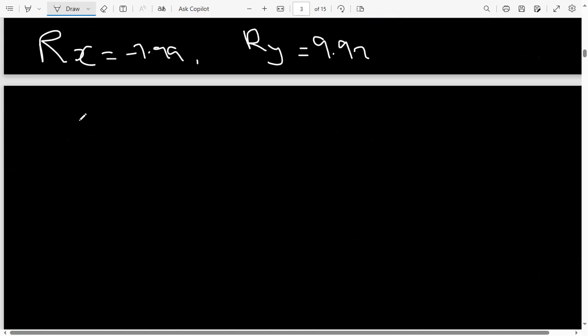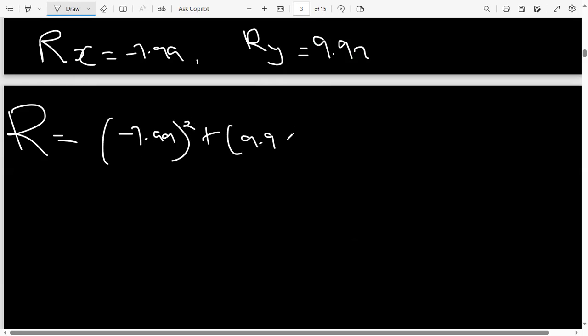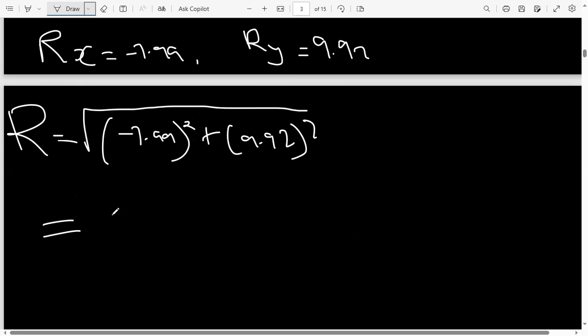So let's find the resultant. It is just equal to the square root of this guy squared plus 9.92 squared. So what do we have here if we do this? Okay, if we punch those in, I'm getting 12.74 meters.